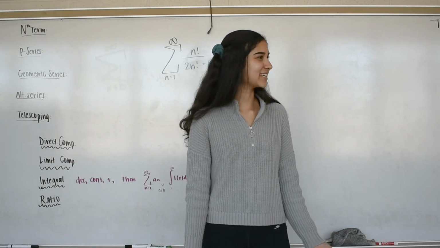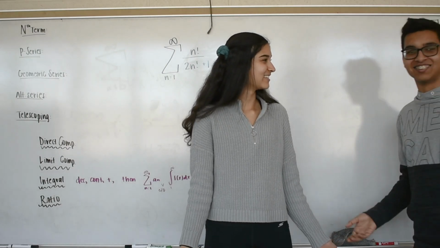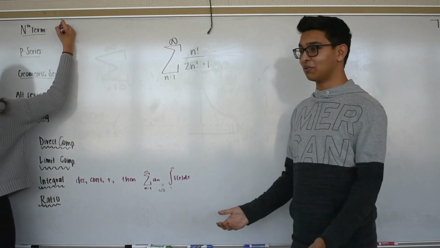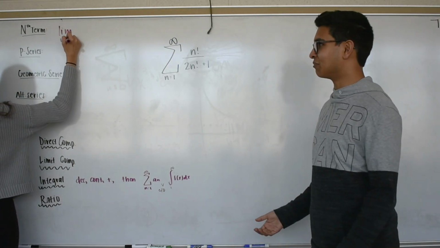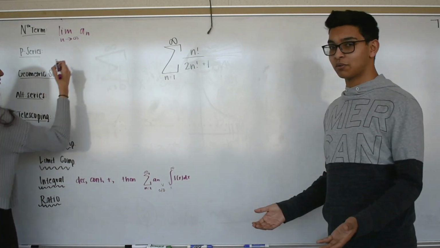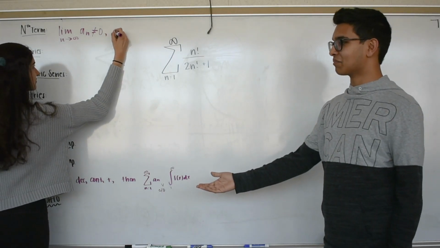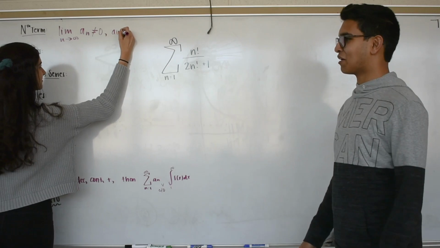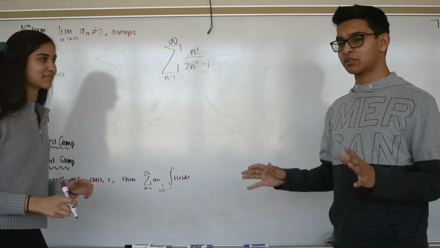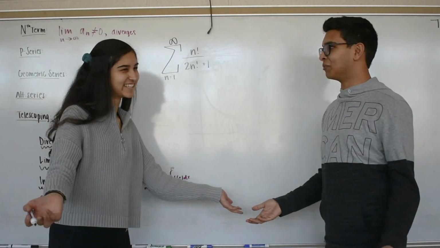I thought all the tests did. What is so special about the nth term test? It's easy to do. So what you do is you find the limit as n goes to infinity of a sub n. And if a sub n is not equal to 0, then the series diverges. That's correct. But if it is equal to 0, it does not mean that it converges. It could be anything. We just don't know.